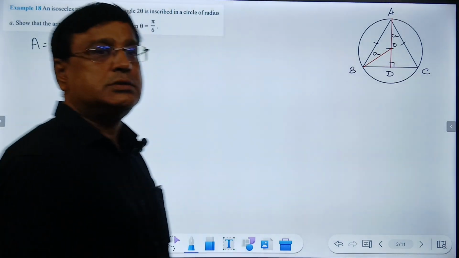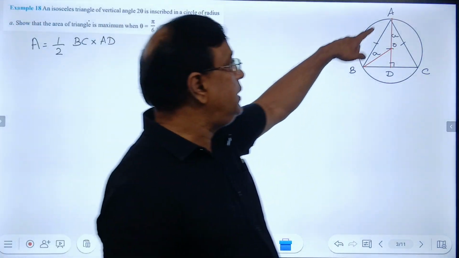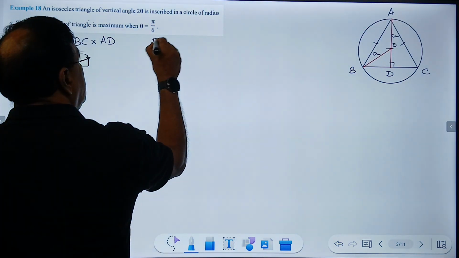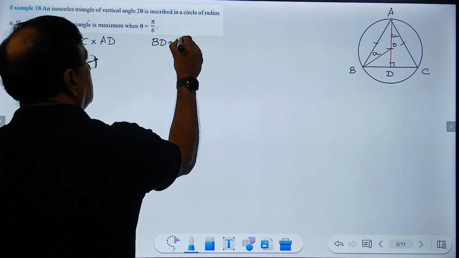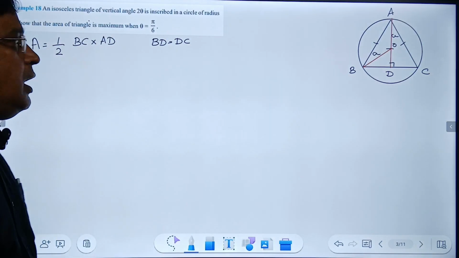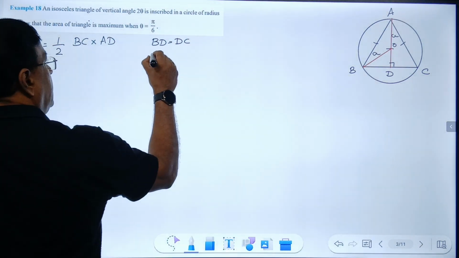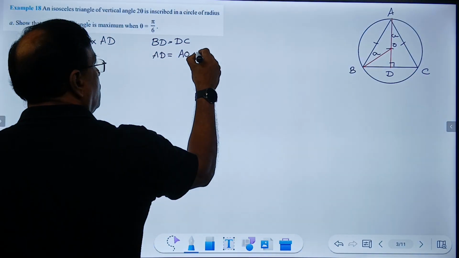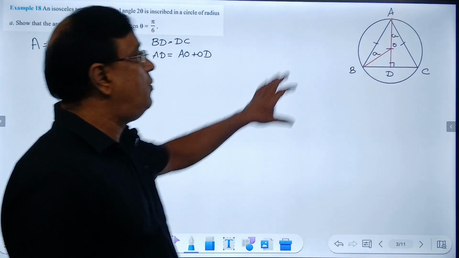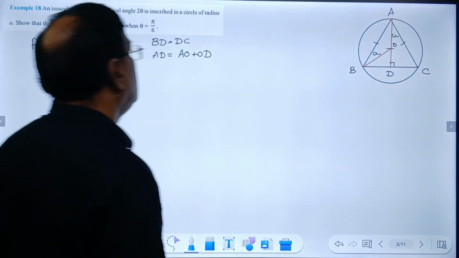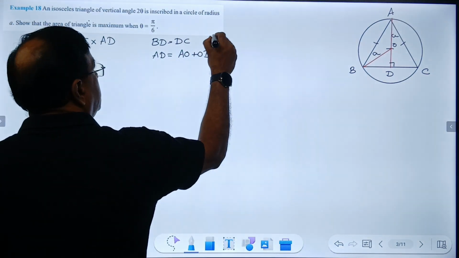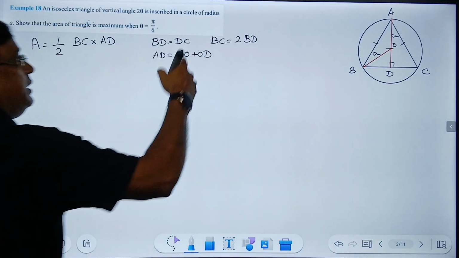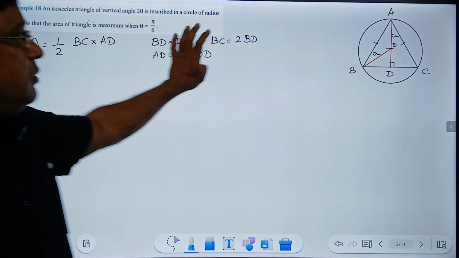You know, in an isosceles triangle, the perpendicular will bisect the sides, right? So clearly you can see BD equal to DC. Okay, and also my height AD is nothing but AO plus OD. Or you can even say my BC will be 2 times BD. Okay? Because BD equal to DC. So I have created all this.